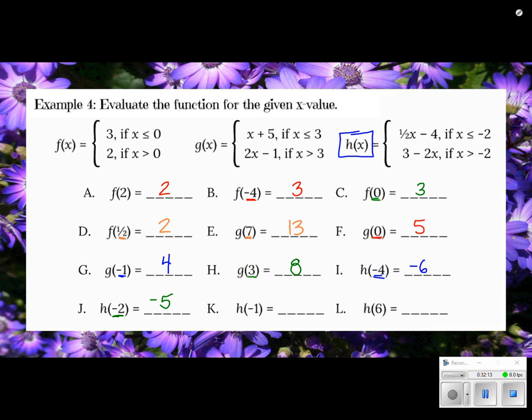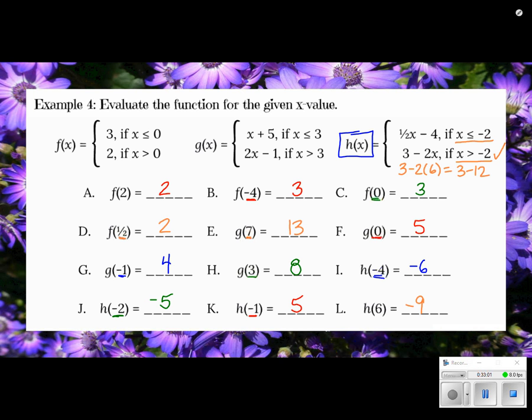All right, you think you can wrap up the last two? You try. See what you can do. Pause the video. All right, h of negative 1. Negative 1 is greater than negative 2. So I've got 3 minus 2 times negative 1. That's 3 plus 2, which is 5. All right, then we've got h of 6. So where does 6 fit in? Is it less than or equal to negative 2, or is it greater than negative 2? It's greater. 3 minus 2 times 6 is 3 minus 12, which is negative 9.